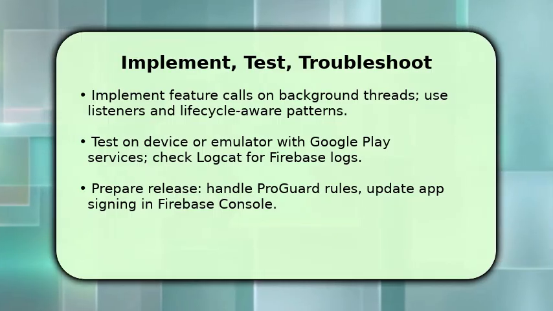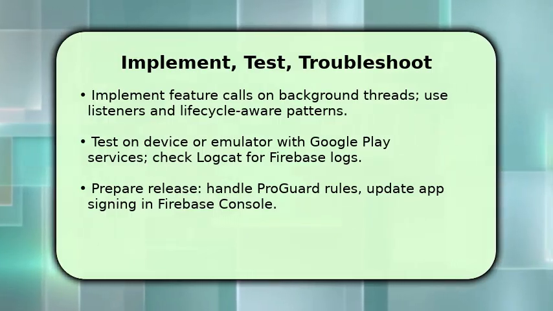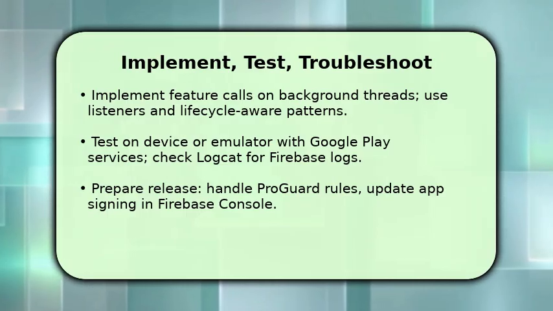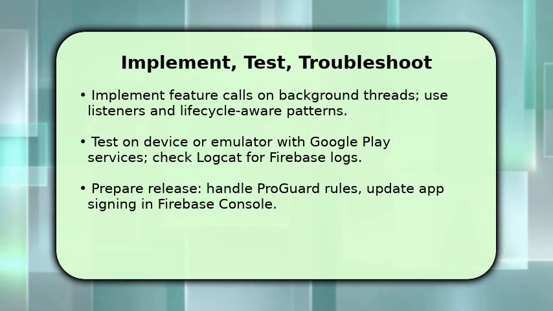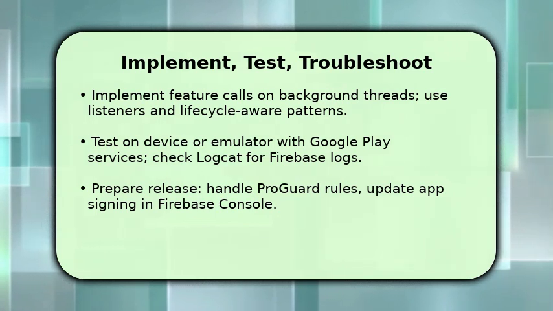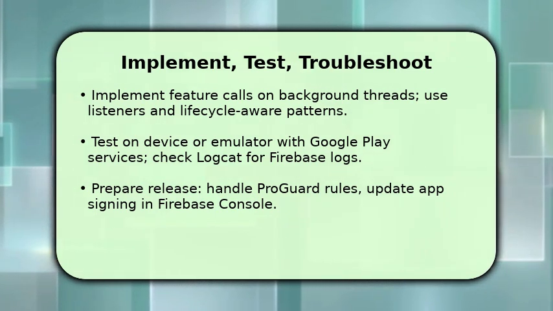Test on a device or emulator with Google Play services and verify events in Logcat and the Firebase console. Build a release, include ProGuard rules for Firebase, and upload your signed app to enable services like Dynamic Links.